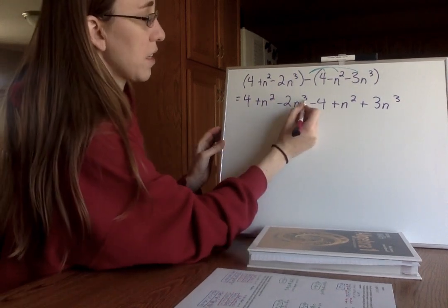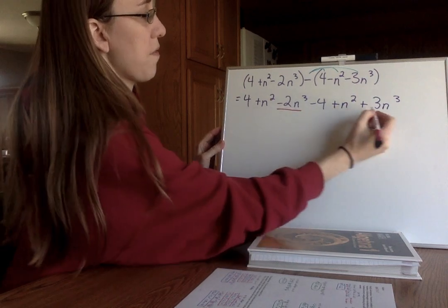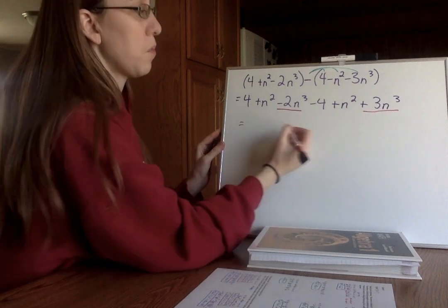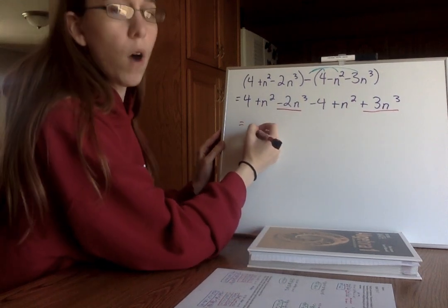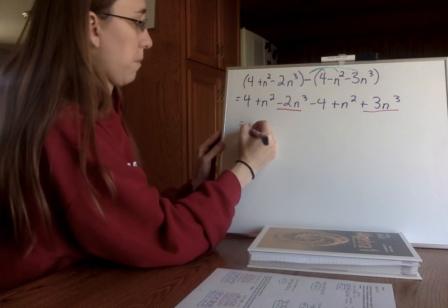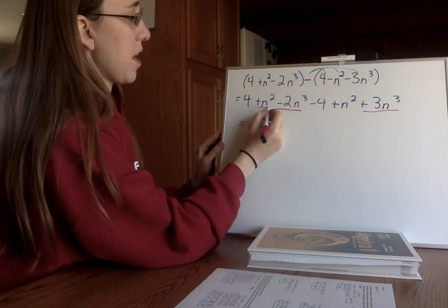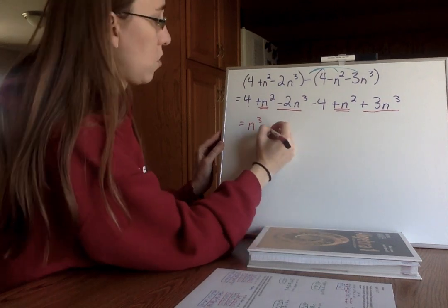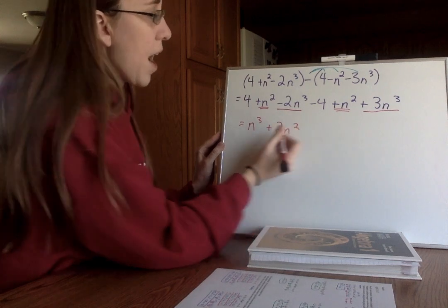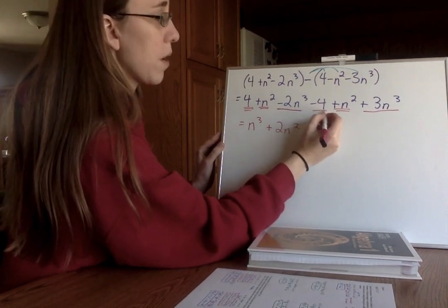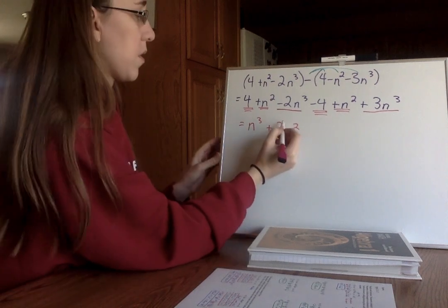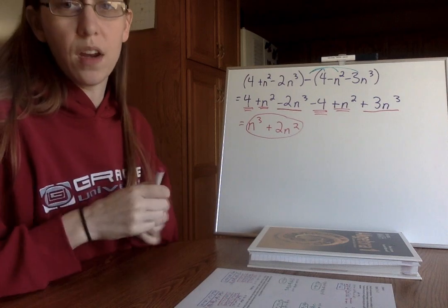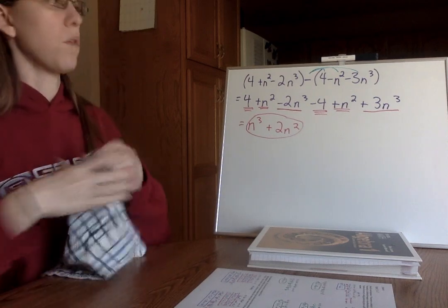In this case, our highest exponent is to the third. So I have that negative 2n to the third plus 3n to the third. Negative 2 plus 3 is 1, so we just have 1n to the third, or n to the third. Then I have my n squared plus n squared. So 1n squared plus 1n squared is 2n squared. And last we have our constants of 4 minus 4. That's 0. So our final answer is just n to the third plus 2n squared. So that's a subtraction problem.